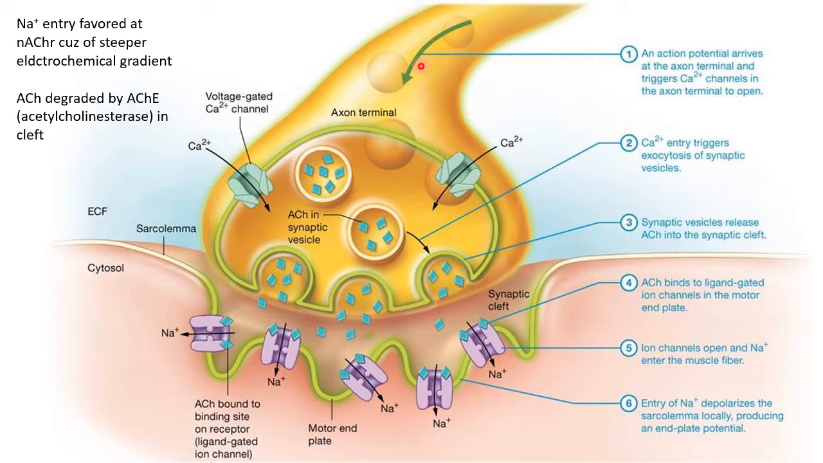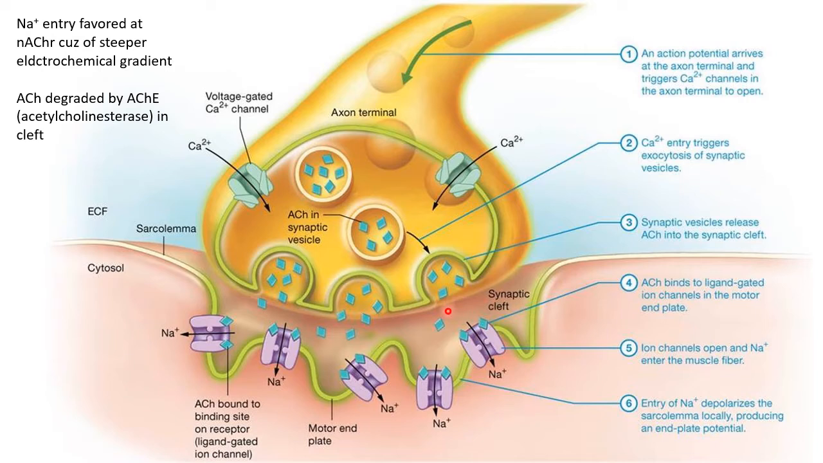You have an action potential arriving at the motor neuron axon, at the axon terminal. When that action potential arrives, it depolarizes the membrane, and that activates the voltage-gated calcium channels at the axon terminal. Then calcium will enter the cell because you have more calcium outside of the cell and less inside of the cell. Once calcium gets into the axon terminal, it's going to bind to proteins on these synaptic vesicles and cause the vesicles to fuse with the axon terminal membrane, and that releases the neurotransmitter acetylcholine into the synaptic cleft.